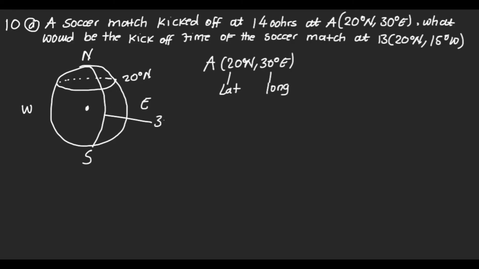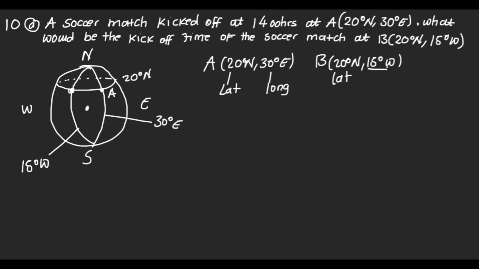So the point where these two lines are meeting is where point A is. Now let's move on to point B. Point B is on latitude 20 degrees north, 15 degrees west. Now the latitude, we have already drawn, so we are not going to draw the second one. We just use the same 20 degrees north. So the remaining part is to draw the longitude for point B. This longitude is located west of the prime meridian, so this line will be somewhere here. The point where the 20 degrees north and 15 degrees west meet is where our point B is located. Now after we have this picture, let's go back to the question.